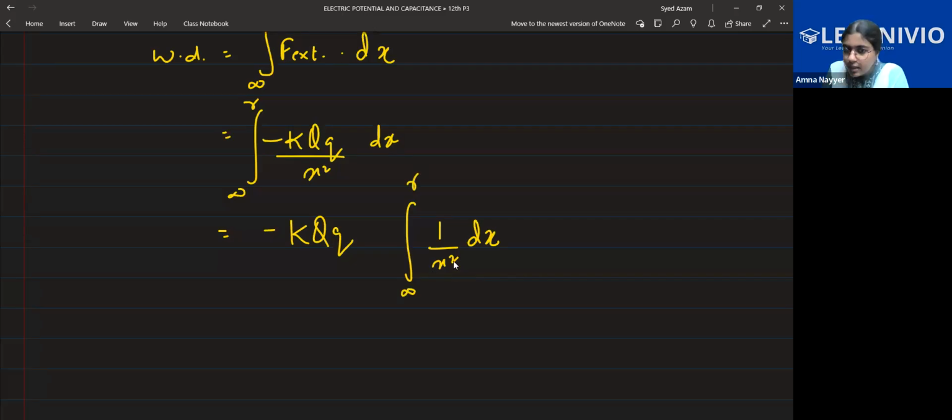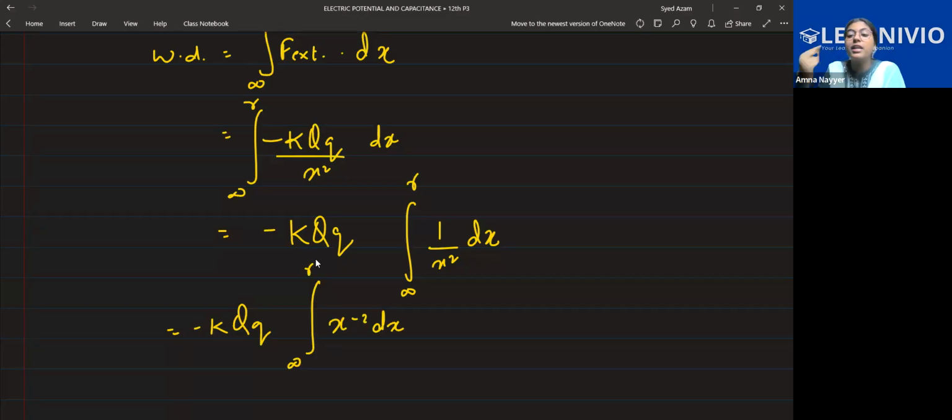Now look, class, when you have to integrate x squared in the denominator, it's not correct to integrate it like this, because it's in the denominator and we have not studied any form for this. Let's bring it in the numerator. So it will become minus k capital Q small q times x to the power minus 2 dx, integrating from infinity to r.